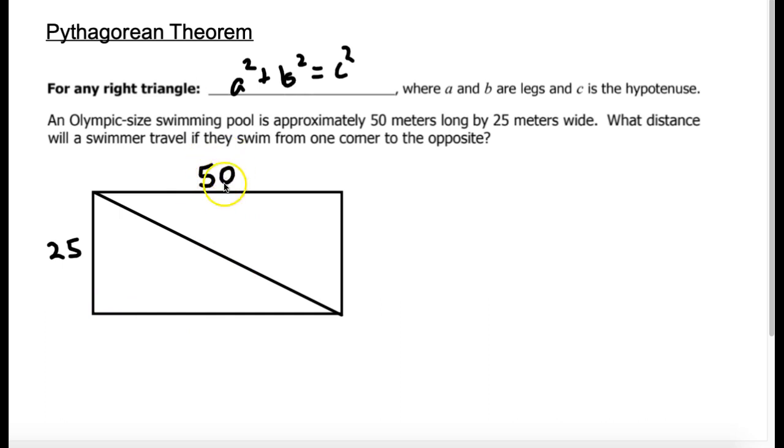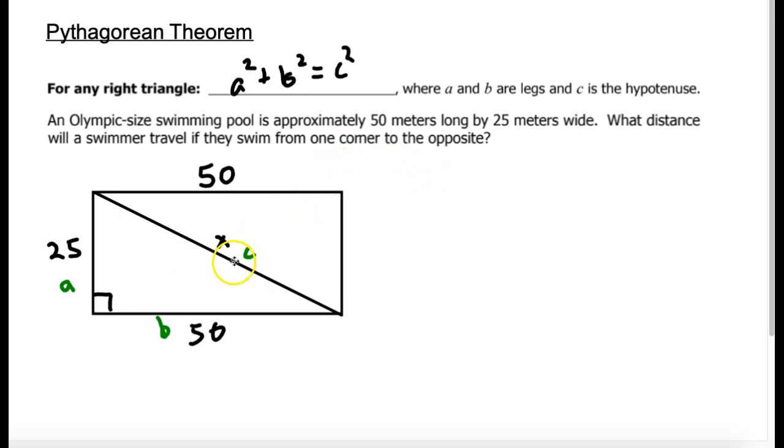We know in a rectangle opposite sides are the same, so these two sides would be 50. We know this is a right angle, and then we want to find this side. In this right triangle, these are my A and B because these two sides create the right angle, and this would be the hypotenuse because it's opposite the right angle.